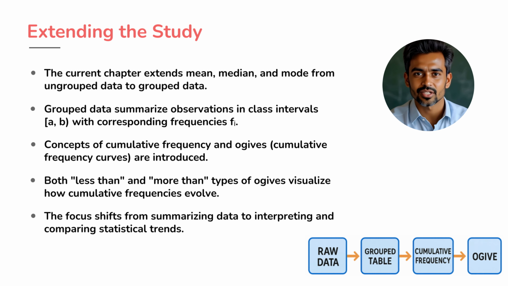Now, group data is all about creating class intervals like 0 to 10, 10 to 20, and so on, and counting how many data points, called frequencies, fi, fall into each group. We'll also meet new friends: cumulative frequency and ogives. No, ogive isn't a French dessert. It's a curve that helps us visualize data growth step by step. There are two kinds: the less than ogive, which starts from 0 and rises, and the more than ogive, which begins high and descends gracefully. Together, they help us understand data distribution. How many students scored below 50 marks, or how many scored more than 80? Cool, right? So from summarizing small datasets, we're now stepping into the world of big, organized, and visual data representation.